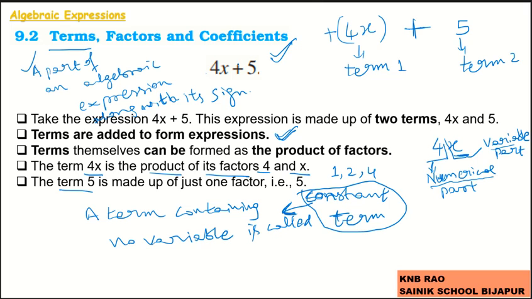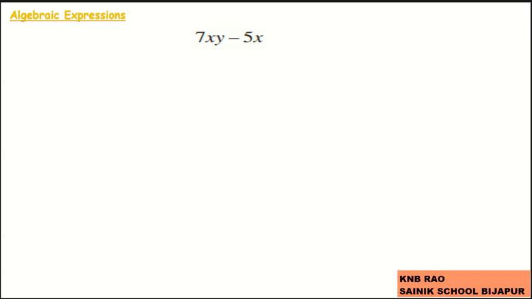So with this, I explained to you the meaning of a term and the meaning of factors. Now, children, I'm going to explain a very important point with another example. Let us consider 7xy minus 5x. In this, I have two terms. The first term is 7xy. So term 1, and term 2, I have minus 5x. The nature of 7xy is positive, so I have written nothing. The nature of 5x is minus. So I have two terms.